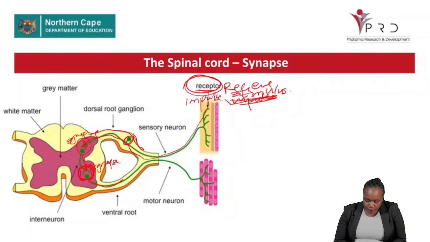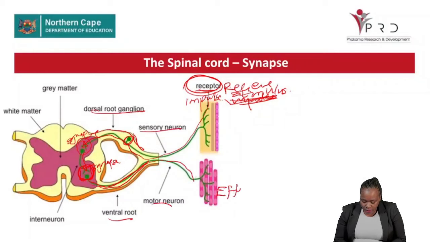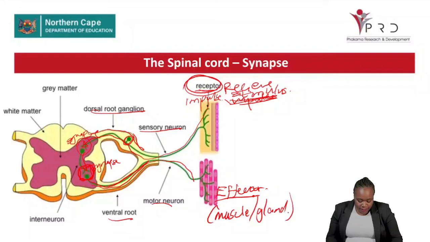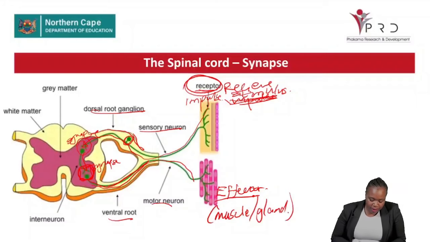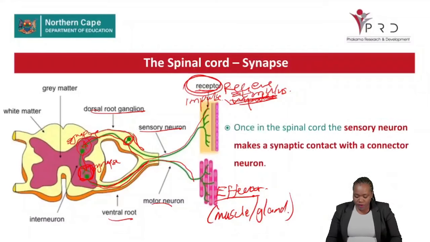Now the motor neuron through the ventral root, remember dorsal root is the sensory neuron, ventral root is the motor neuron, will then transmit the impulse to the effector. So this would be our effector, which is what? A muscle or a gland, which would respond accordingly. Right, so remember the gray matter on the inside represents the spinal cord or the medulla oblongata. So this is the spinal cord, and then the white matter would be found on the outside.